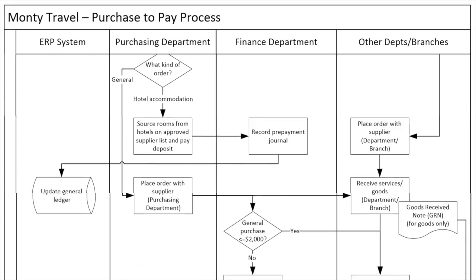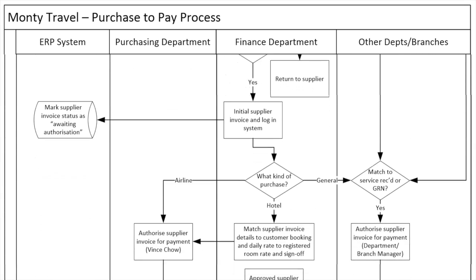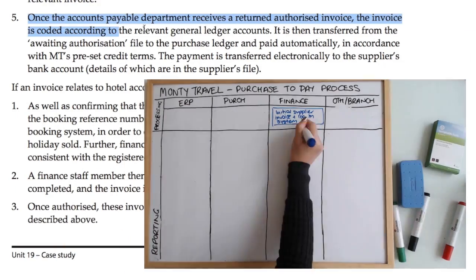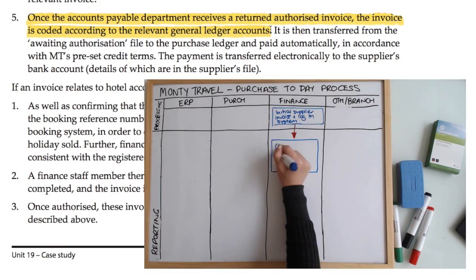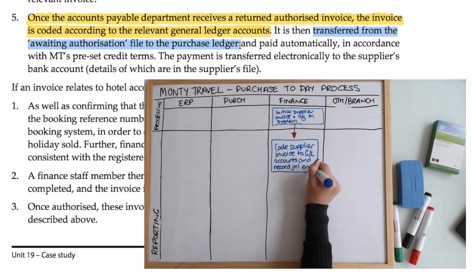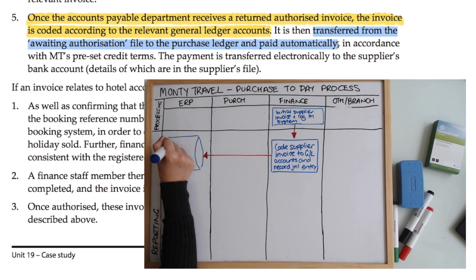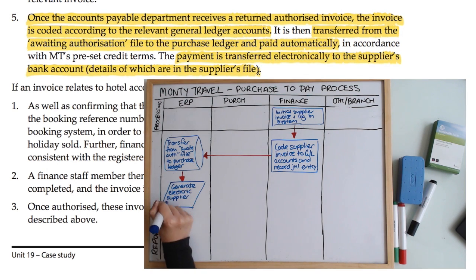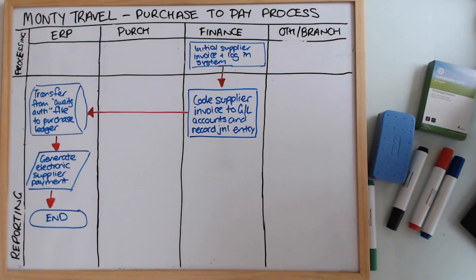Whew, almost there. What's left to go in the reporting phase? Hit pause and see what you can come up with. Ready? Here's what I've got. Approved supplier invoice in hand, the finance department can finally code the invoice to the appropriate general ledger accounts and book the journal. This updates the ERP system and puts the supplier invoice into a queue for automatic electronic payment.